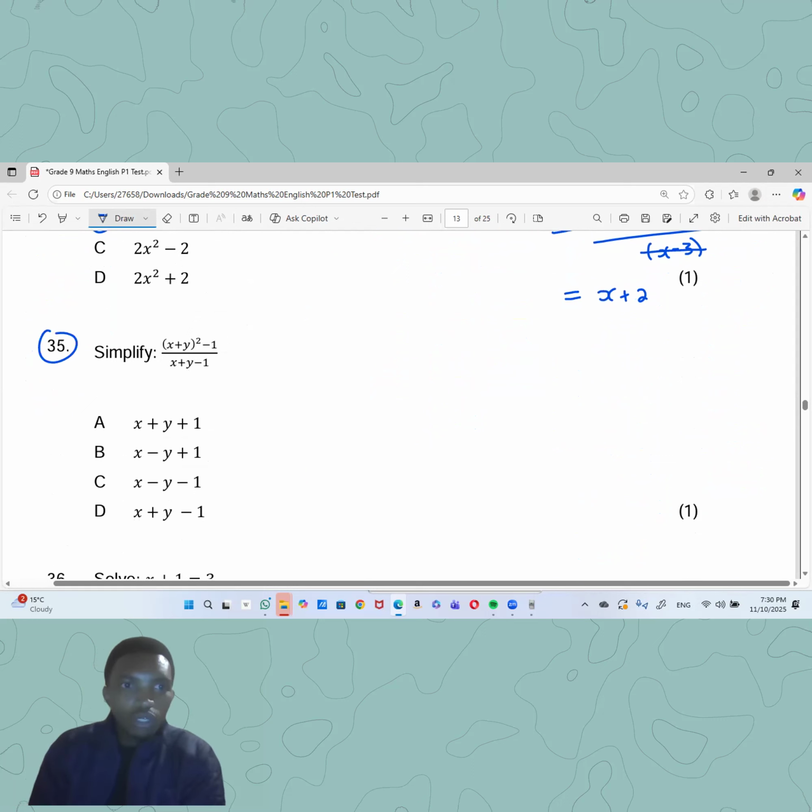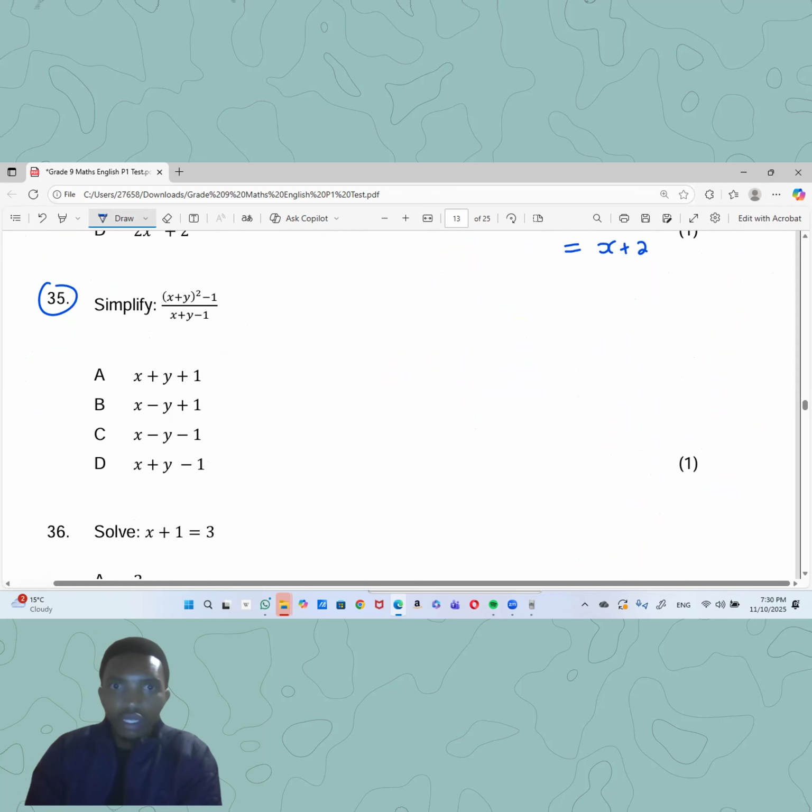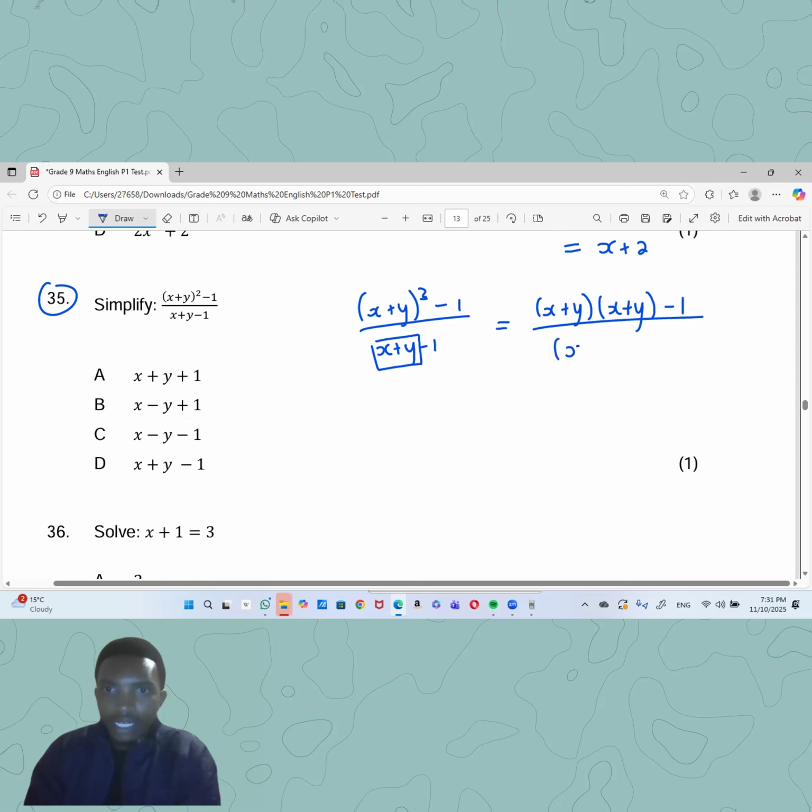Then let's come to 35. We are given x plus y squared minus 1 over x plus y minus 1. Remember this 2 here, it means that we have x plus y, correct? Then minus 1. And then this we can simply have in a bracket as x plus y minus 1. We can have it like that.